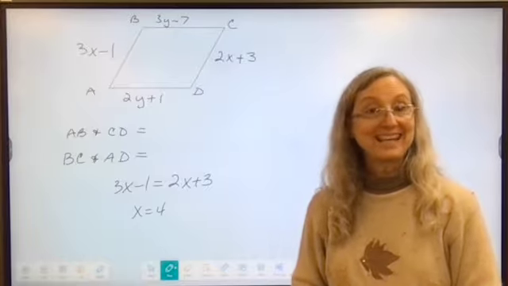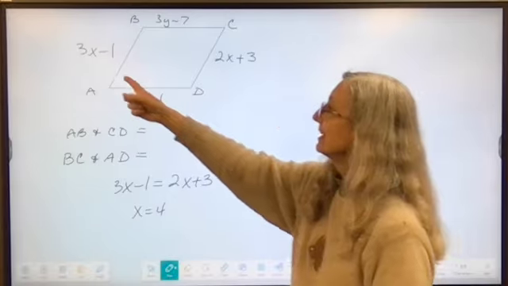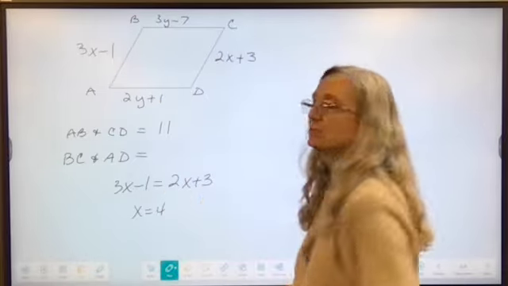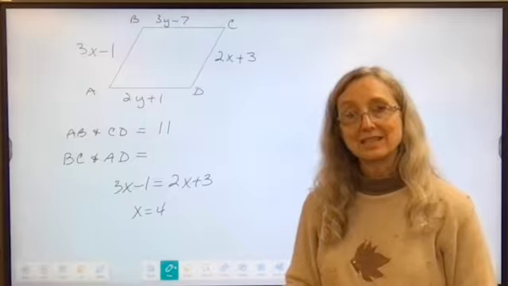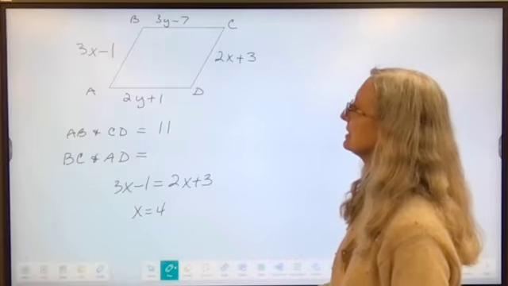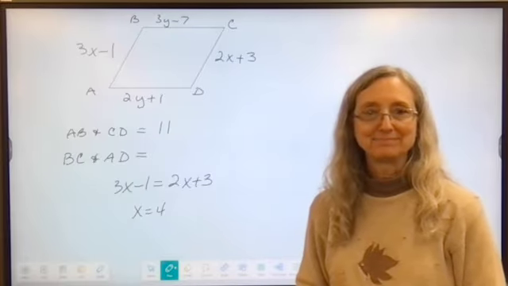Hopefully you discovered that x equals 4, and when you plugged in 4 for x in both of these, they both came out to be 11. So that's the answer for those 2. Now go ahead and find the answer for BC and AD.